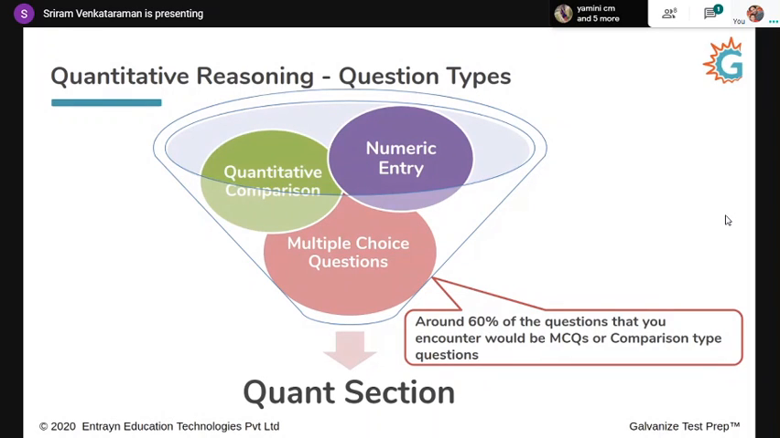That is a quick summary of the question types you would encounter on the quantitative reasoning section. Roughly 60 to 70% of the questions will end up being either multiple choice with one correct answer or quantitative comparison. So that's broadly what you would see on the test.